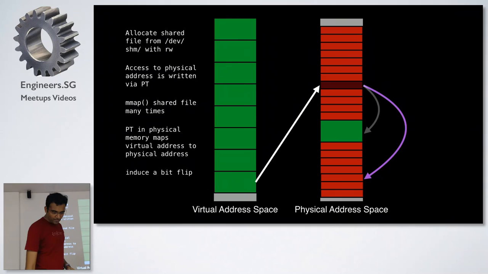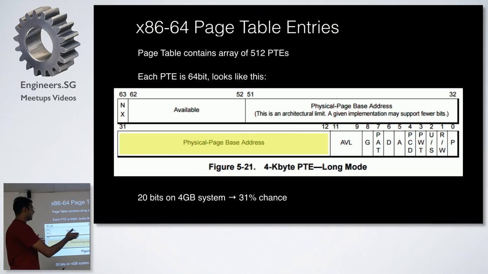Just a bit of a distraction. This is what a page table looks like. It's 64 bits. And the page addresses, so I told you there are 512 page addresses. This is one entry itself, I'm sorry. The page addresses are stored between here and there. This is in reverse order.